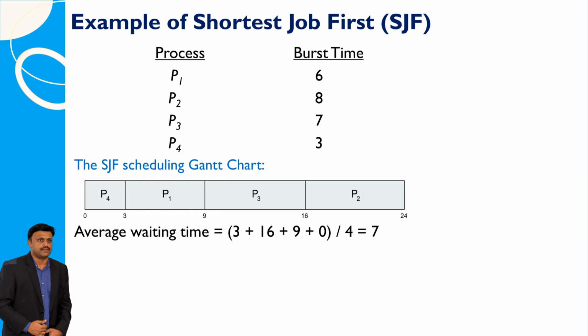The example demonstrates shortest job first scheduling, where processes arrive at specific times with respective burst times. The scheduling follows a Gantt chart depicting the sequence of process execution. Calculating the average waiting time yields 7 units, derived from the sum of waiting times for each process divided by the total number of processes.